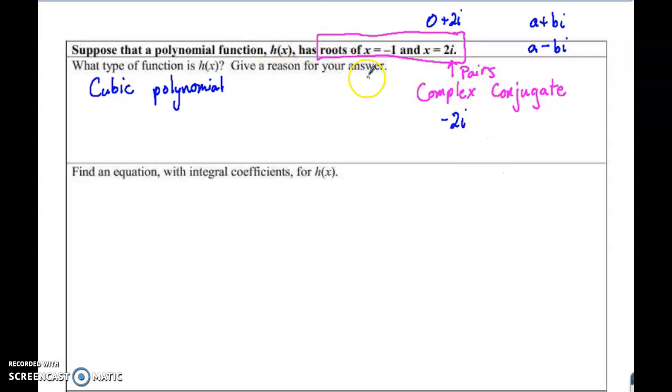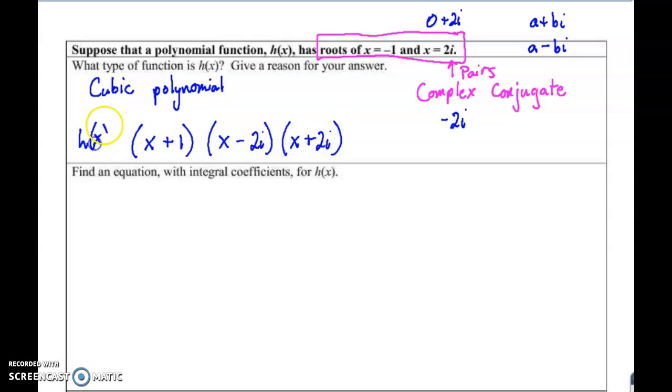And obviously a reason to explain that, I've jotted down some ideas that they need to happen in pairs, and then you have this x equals negative 1. So what that means is we have, for its factors, x plus 1, x minus 2i, and then x plus 2i. Now when we get to the directions on the next question, with integral, that means integer coefficients.